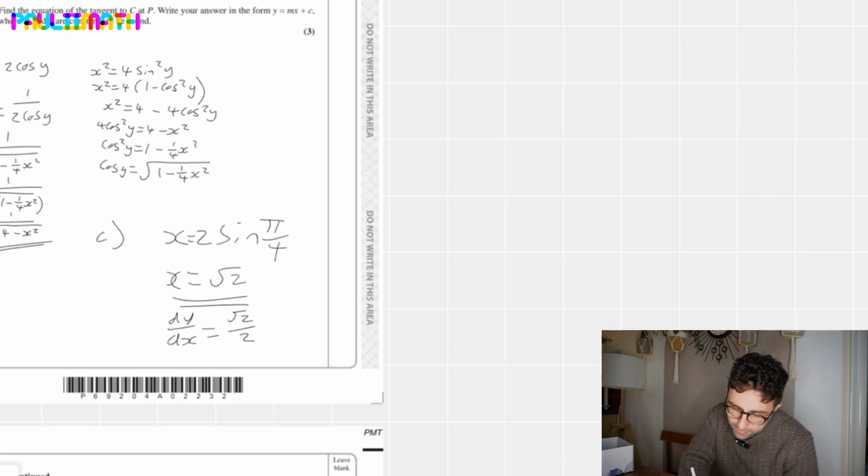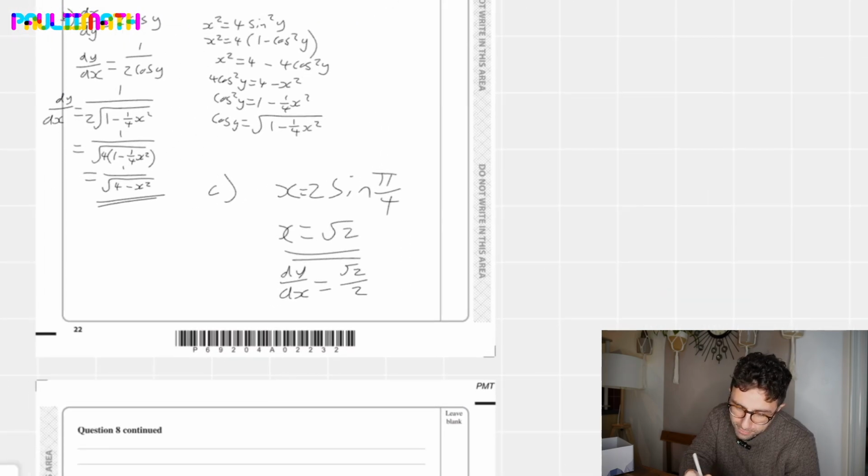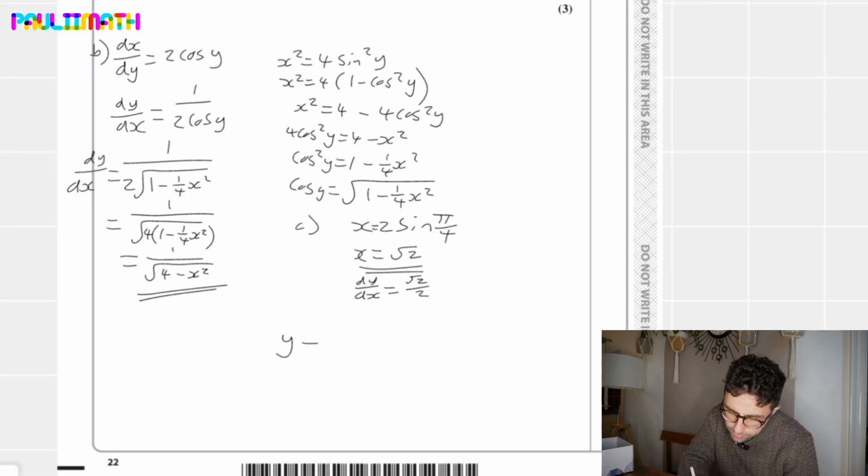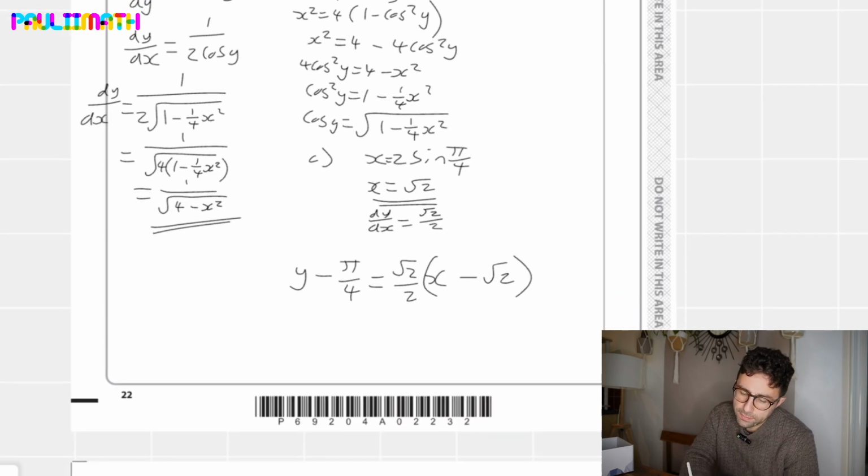So, where am I going to do it? Here. y minus y1, your point is pi over 4, equals m times x minus x1. Straight line, there you go. y equals root 2 over 2 x.